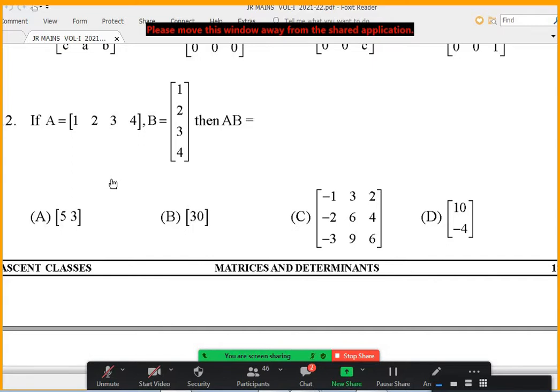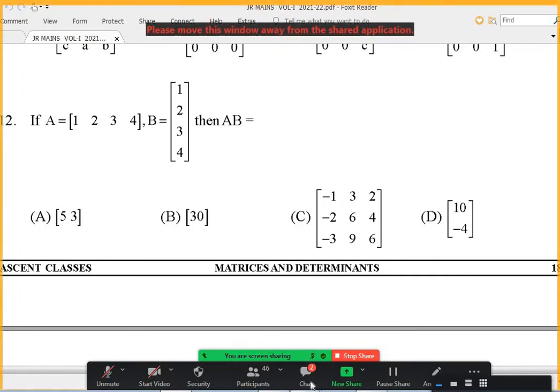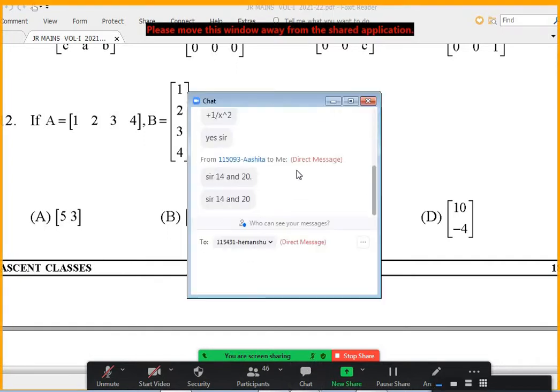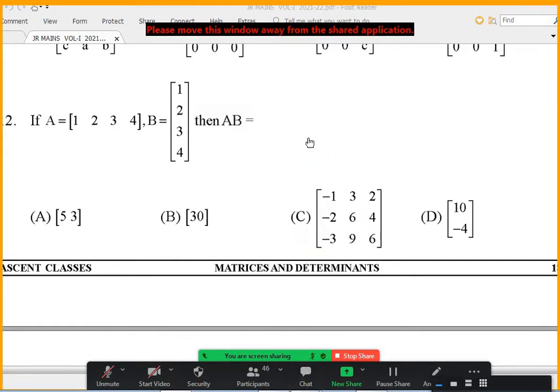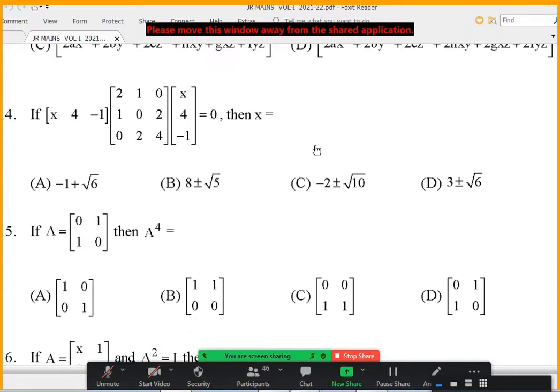It is a single element. 1 by 4 into 4 by 1 should be 1 by 1. So I don't even have to find the value, since among the options only one matrix is of order 1 by 1, right? Yes. Then what is the value of i? i is the square root of -1, but i squared is -1. It is a complex number, not a real number. Okay, somebody is asking for 14, so I'll just write it.